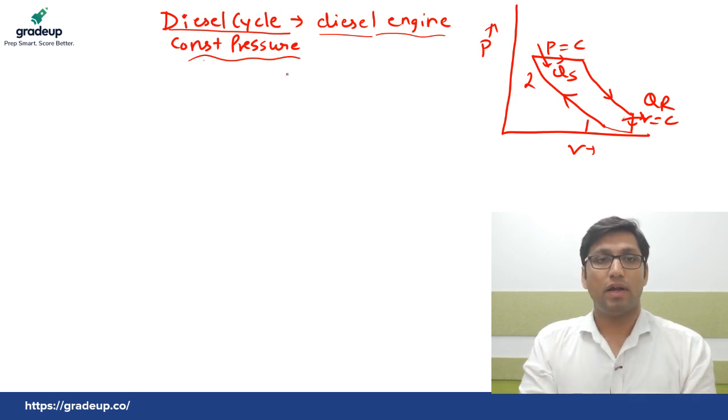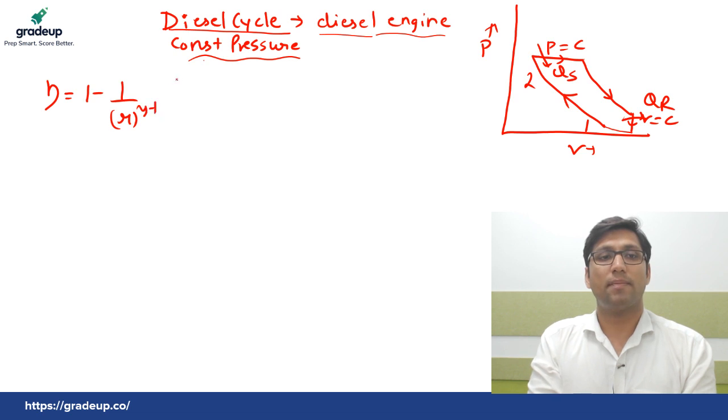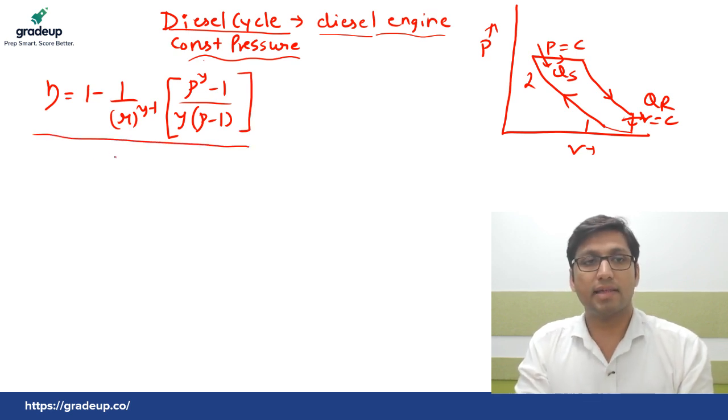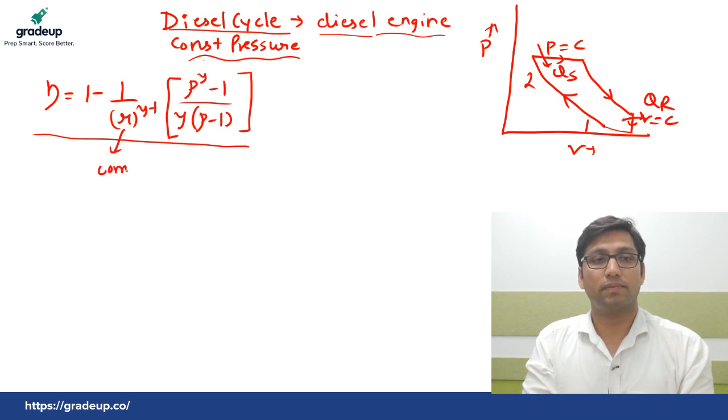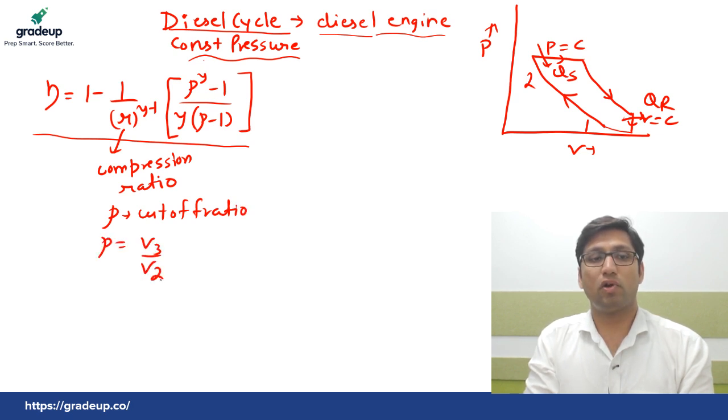Now how to find the efficiency of the diesel cycle? Efficiency of the diesel cycle is equal to 1 minus 1 over r power gamma minus 1, multiplied by rho power gamma minus 1 divided by gamma times rho minus 1. This is the formula for finding the efficiency of the diesel cycle, where r is the compression ratio and rho is called the cutoff ratio. The cutoff ratio rho is equal to V3 over V2.